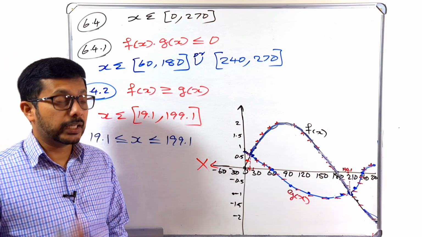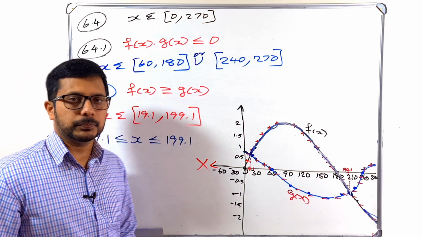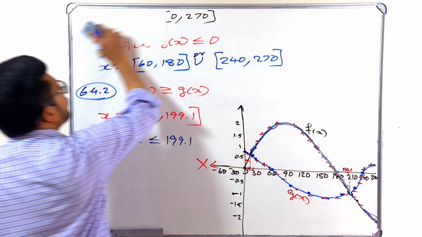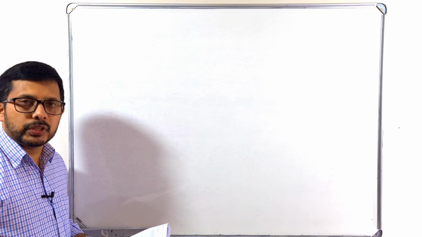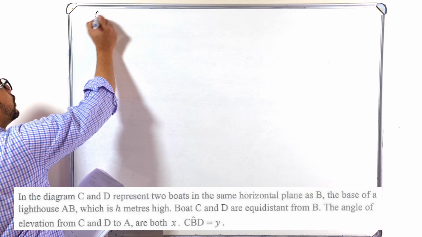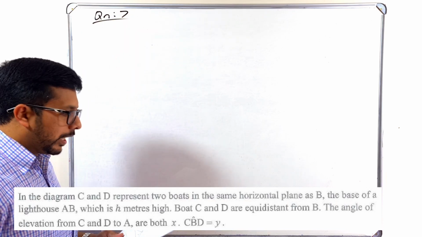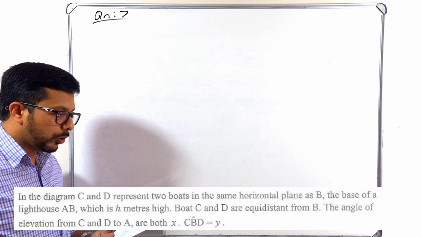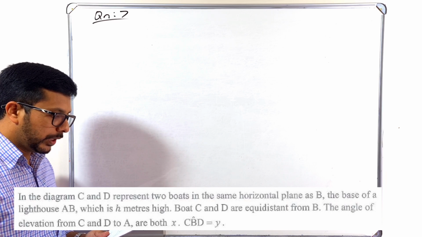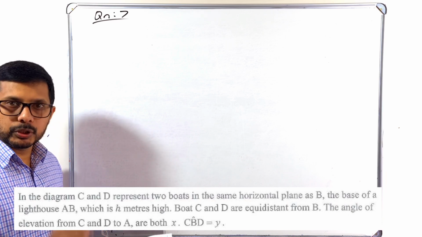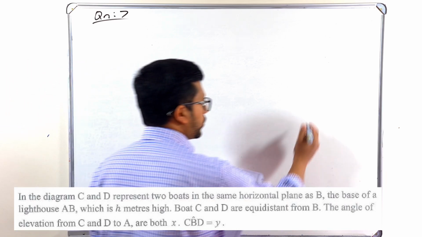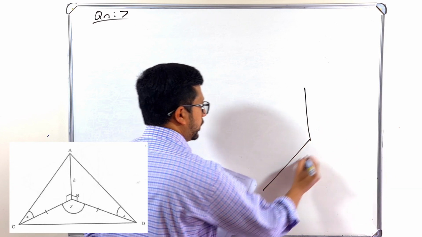Now let's move to the next question, question number 7. What is that question? In the diagram, C and D represent two boats in the same horizontal plane as B. Okay, first let me draw that diagram. Then based on that one, I will explain the remaining things.